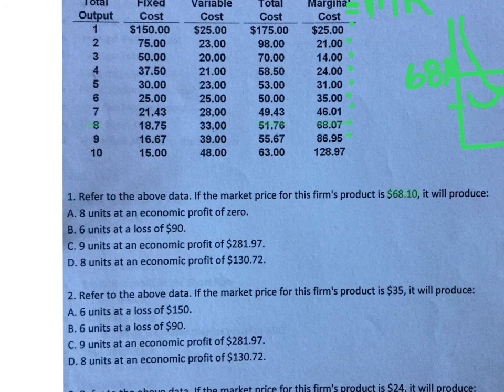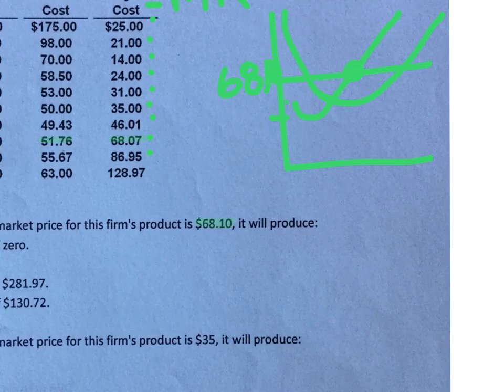So that reduces our possibilities down to A or D. In order to figure out whether it's an economic profit of zero or $130.72, remember what you have to do is look at the difference between your price or your marginal revenue or marginal cost and whatever amount your average total cost is at that point. So you know that your average total cost is going to be this $51.76, and you know that your price is this $68.10.